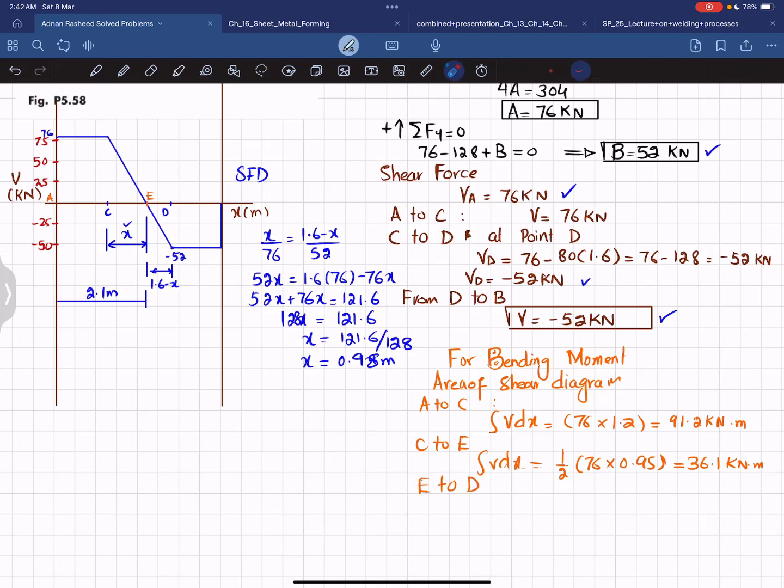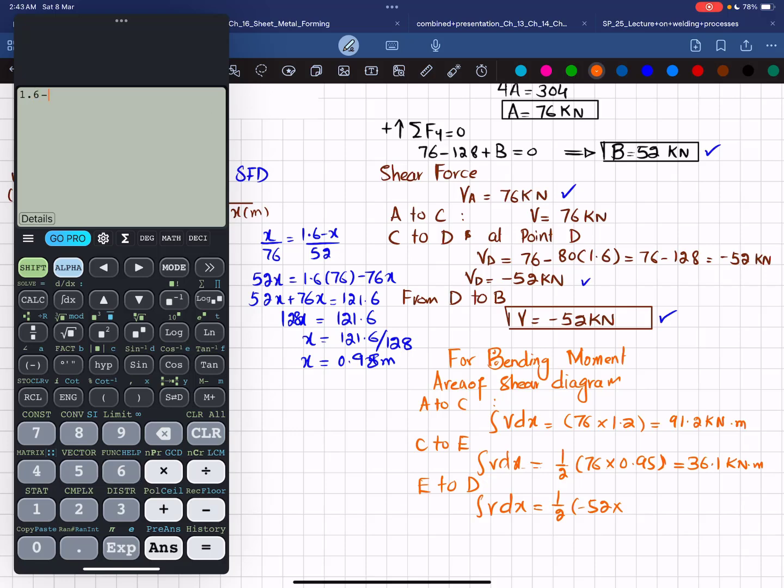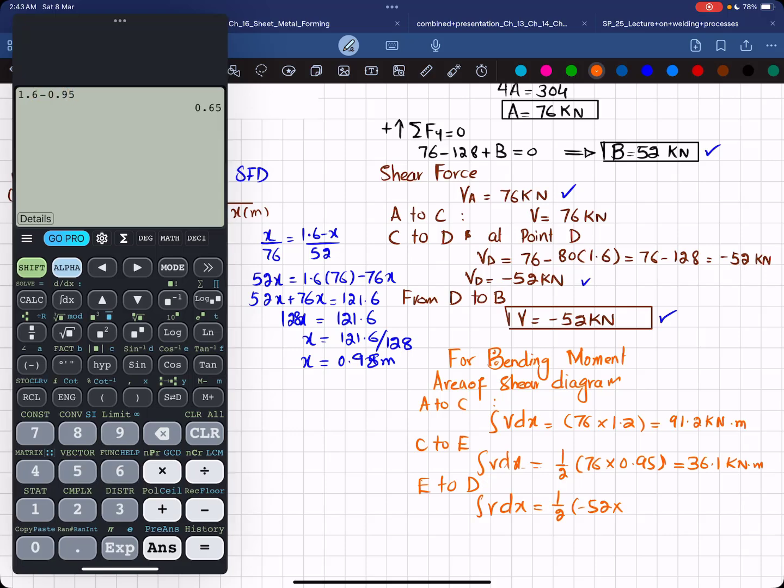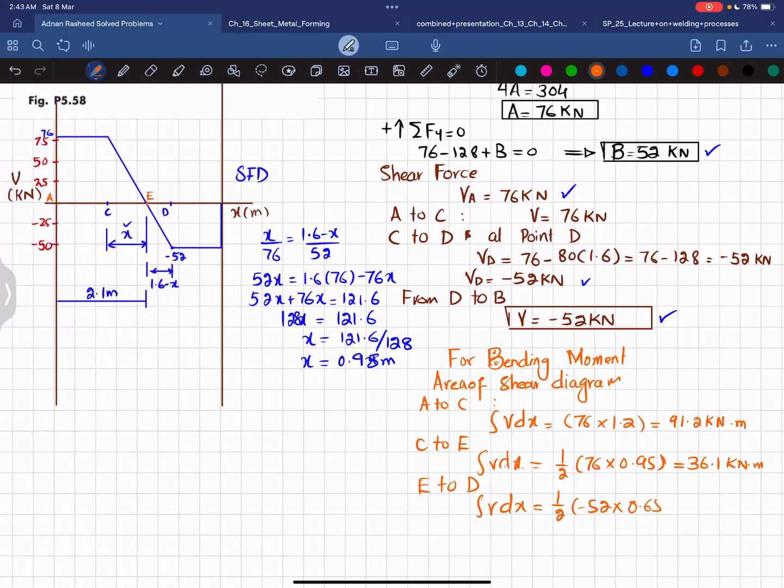So this area you can see E to D. The E to D area under the shear force is this one. And again, this is a triangle. So its area will be 1 over 2 multiplied by minus 52 multiplied by this length, and this length will be 1.6 minus 0.95. Okay. So I will write the integral of V dx will be equal to 1 over 2 times minus 52 multiplied by 0.65. Multiplying this, we will get minus 16.9 kilonewton-meter.